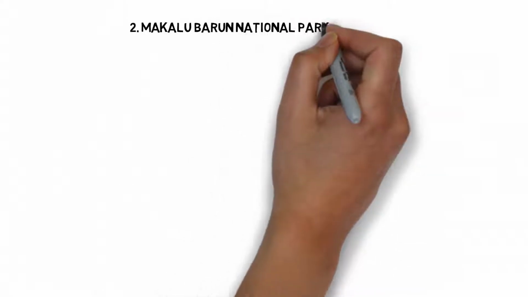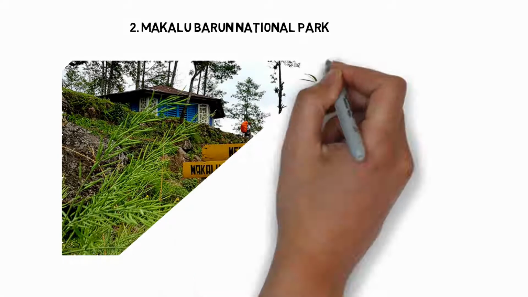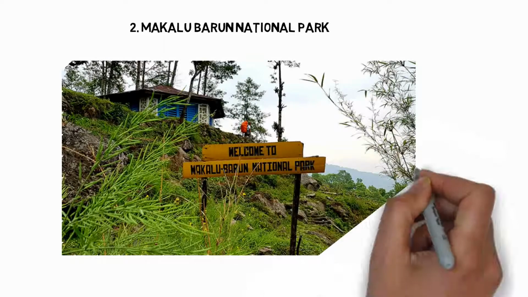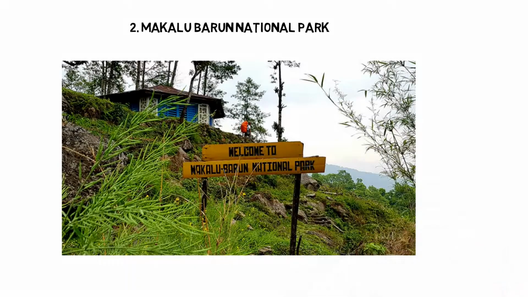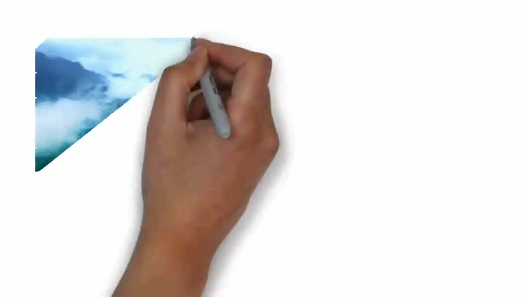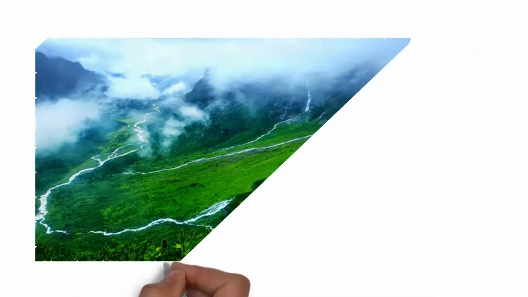Number 2. Makalu Barun National Park. It is a national park in the Himalayas of Nepal, which was established in 1992. It is the world's only protected area with an elevation gain of more than 8,000 m, enclosing tropical forests as well as snow-capped peaks, which covers an area of 1,500 km² in the Solukhumbu and Sankhuwasabha districts. It is located in the eastern part of Nepal in the Himalayas.